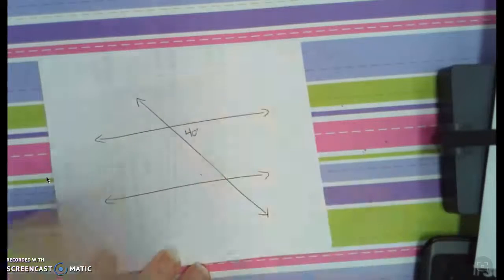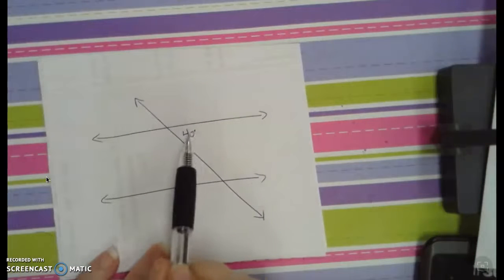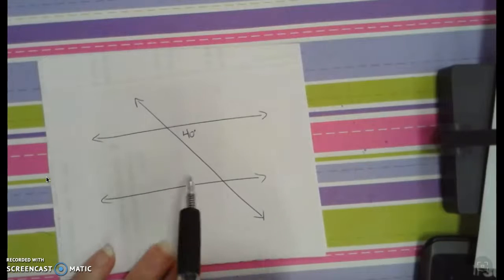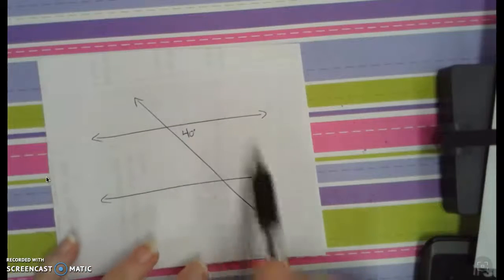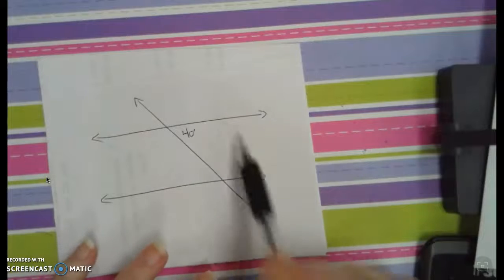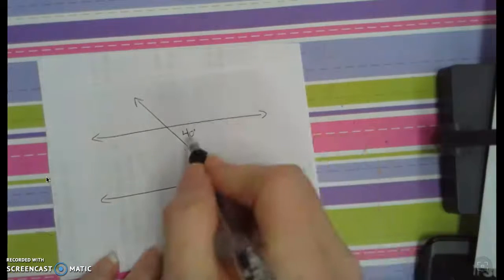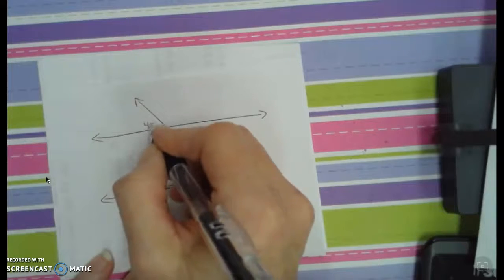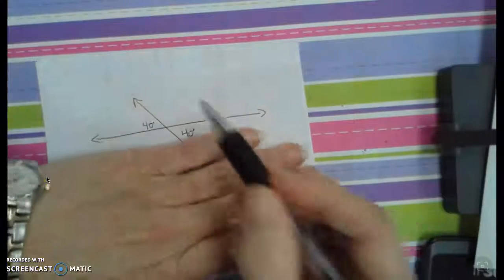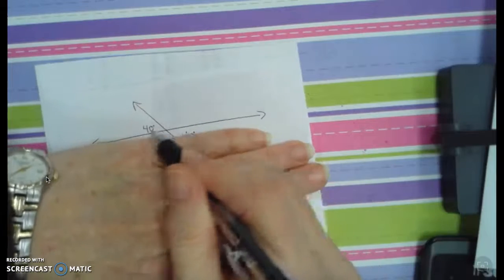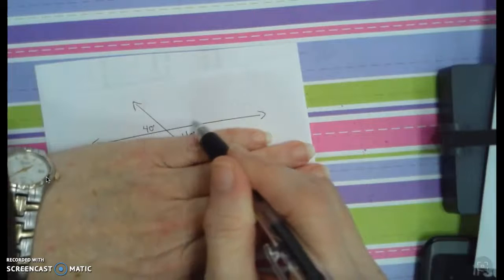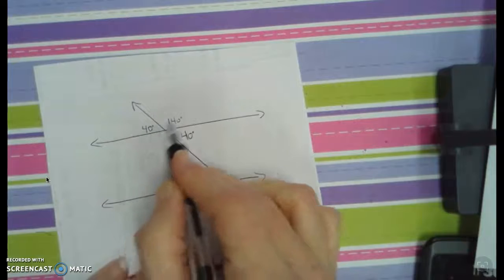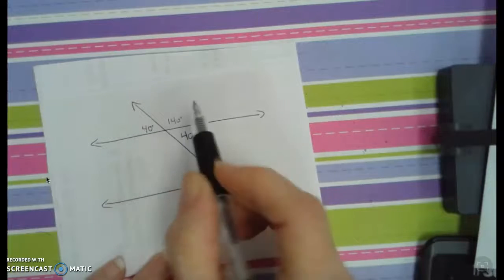this is 40. Then you're going to have to take that one measure, and from that one measure, determine all of these other measures. Okay? So you're going to have a lot of blank shapes like this, and you're going to have to fill them in. So we know that these two are vertical. So we know this has to be 40. We know that these two make a straight line, and straight lines have to equal 180. So we know that this is 140, because that equals 180.